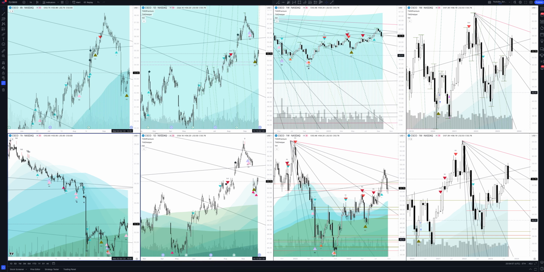Today we will take a look at Cisco stock. Let's analyze the market situation and find out how you can make money on it. Let's start.